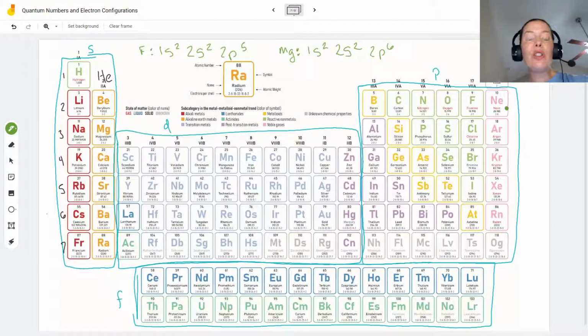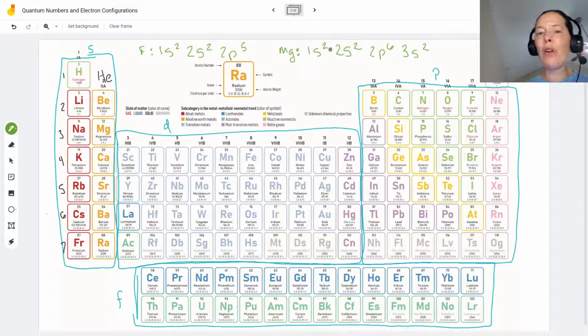And then I have to switch to a new orbital. I'm out of space here, so I'm switching to my 3rd row. I am back in the s's, so now this is the 3s. And for magnesium, I'm going to count 1, 2. So those last 2 electrons are in the 3s. Again, magnesium has an atomic number of 12. So 2 plus 2 plus 6 is 10, plus 2 more is 12. So again, they should all add up here.